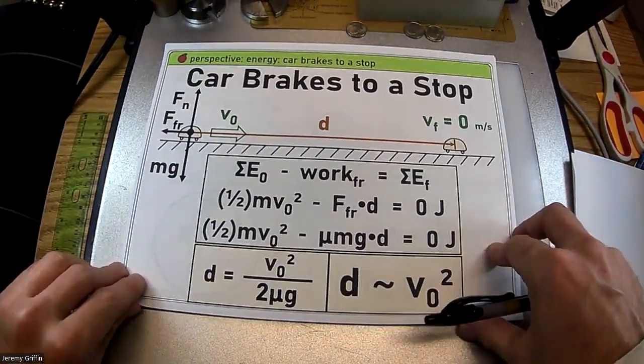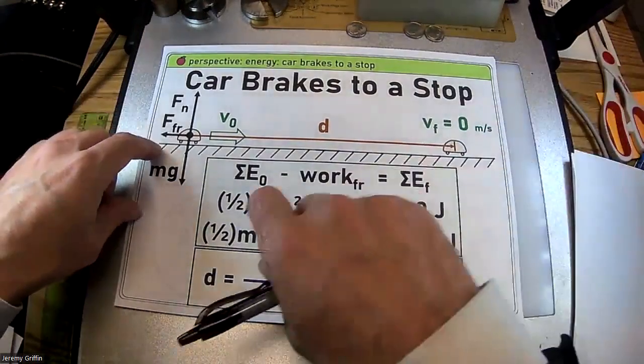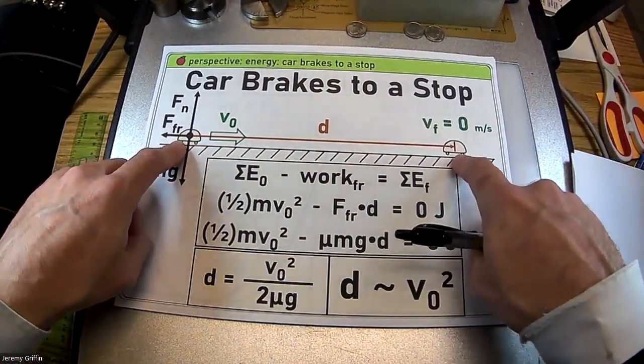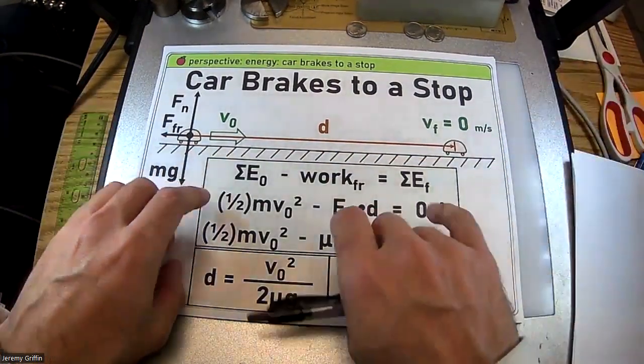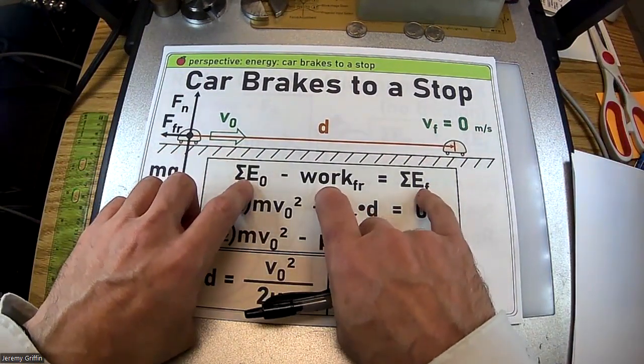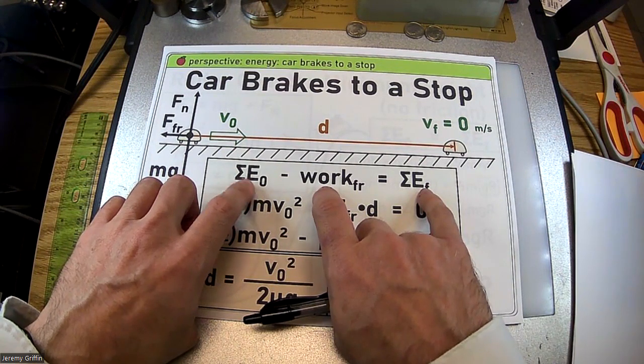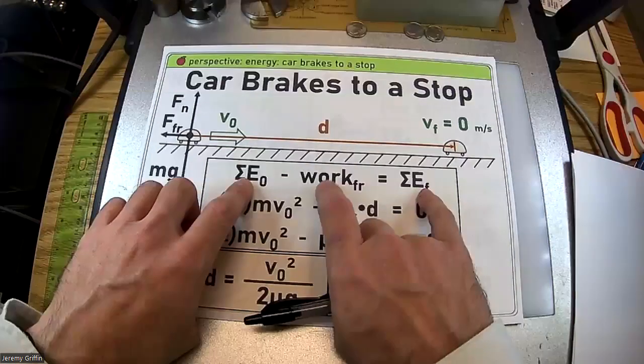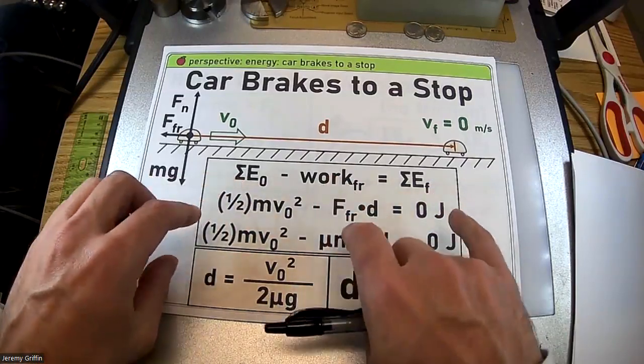Car brakes to a stop. I'd like to go over this one in more detail than I have time for, but car brakes to a stop. Now, this is a really classic physics question. This is an open system. I'm just going to focus on the car. Notice the setup here is a little bit different. There's some initial energy, maybe kinetic energy of the car. There's work done by friction force, and then the car comes to a stop, something like that.